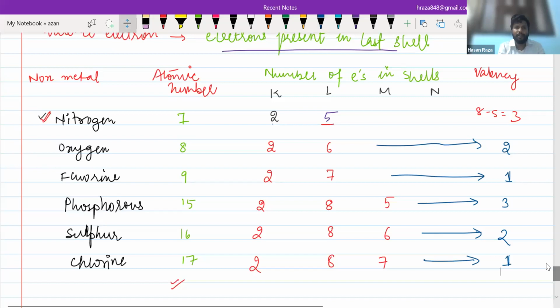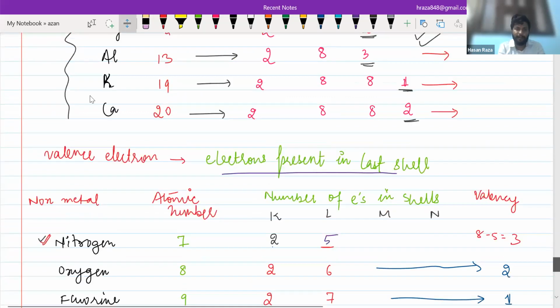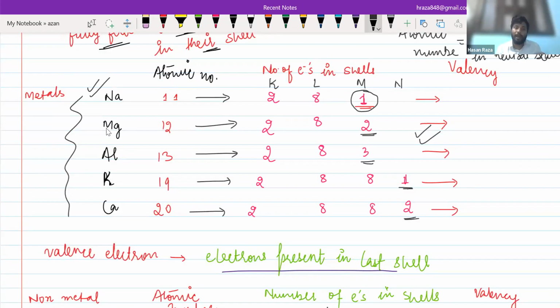You can see, to gain stability by gaining electrons, sodium would require 7 electrons to be added. But if it loses 1 electron, it will be stable, because after losing it, it will achieve the noble gas electronic configuration. So it is easy to lose one instead of gaining 7 electrons.